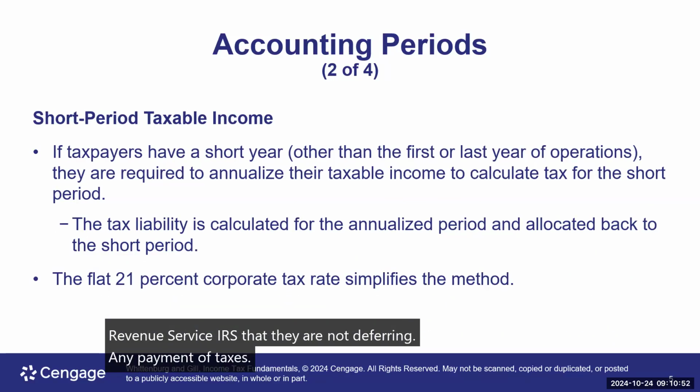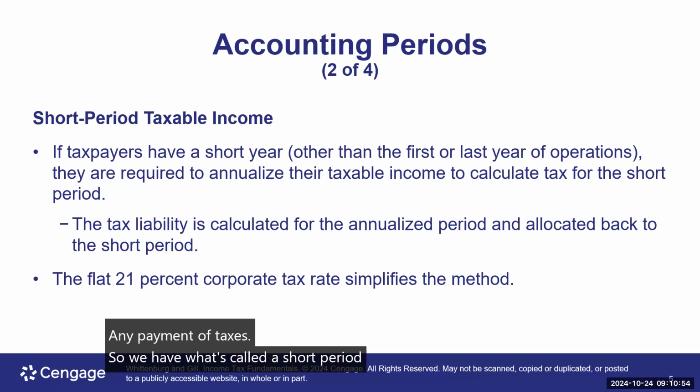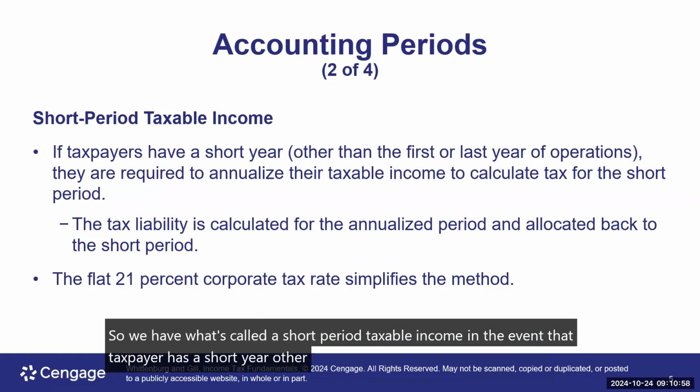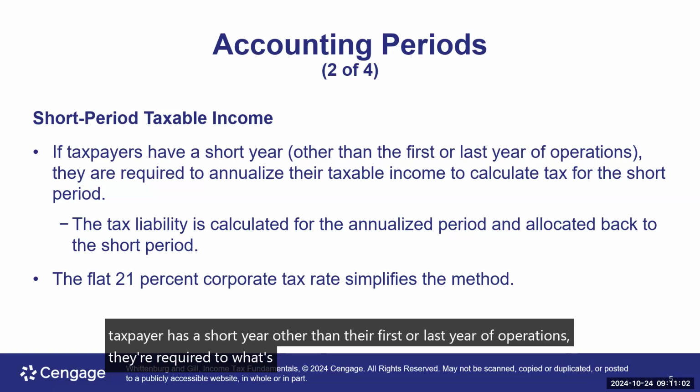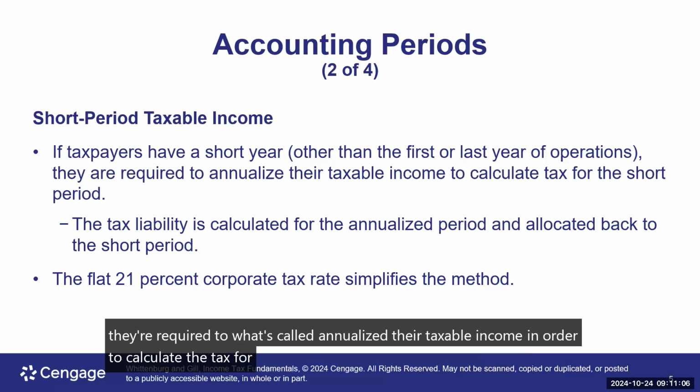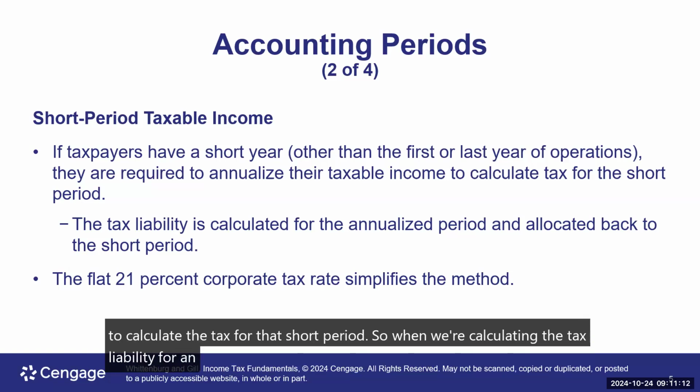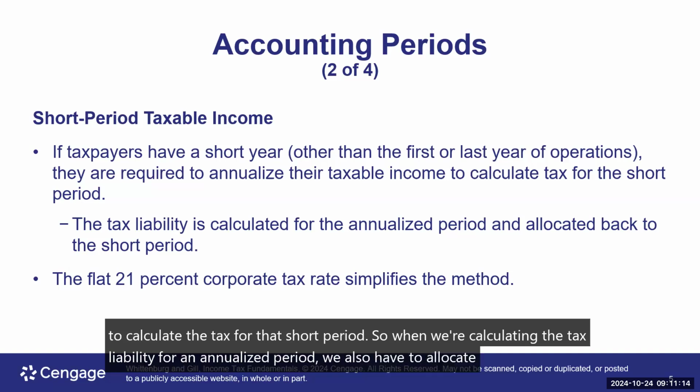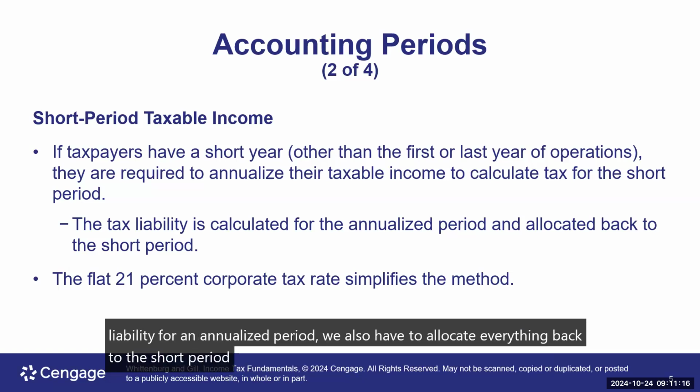So we have what's called a short period taxable income. In the event that a taxpayer has a short year other than their first or last year of operations, they're required to annualize their taxable income in order to calculate the tax for that short period. So when we're calculating the tax liability for an annualized period, we also have to allocate everything back to the short period. Now with corporations, there's a flat 21% rate.